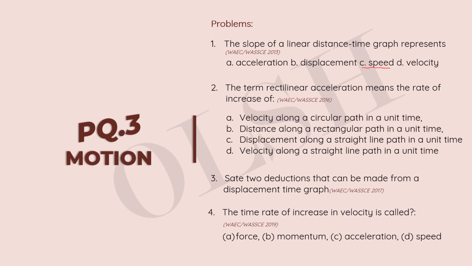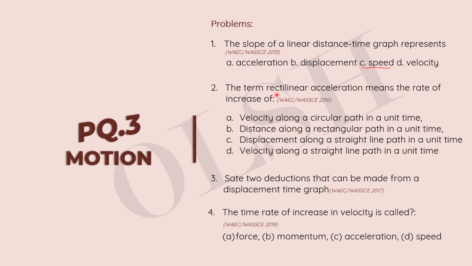Alright, so number 2, we have the term rectilinear acceleration means the rate of increase of A, velocity along a circular path in the unit time. B, distance along a rectangular path in a unit time. C, displacement along a straight line path in a unit time. And D, velocity along a straight line path in a unit time.